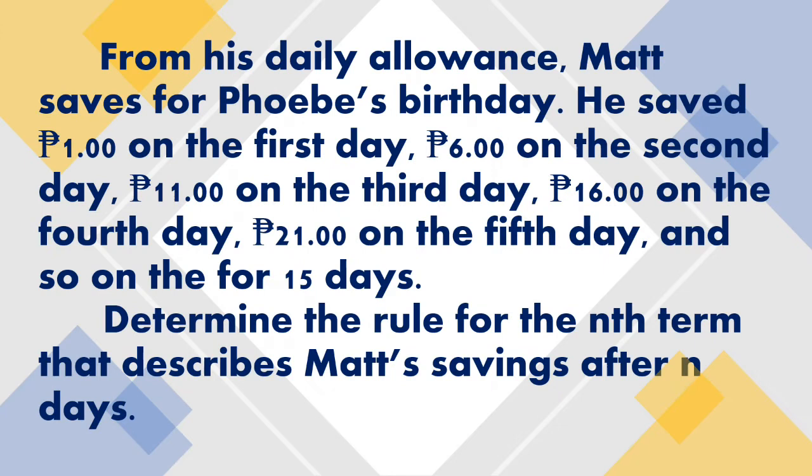Next example. From his daily allowance, Math saves for PB's birthday. He saved 1 peso on the first day, 6 pesos on the second day, 11 pesos on the third day, 16 on the fourth day, 21 pesos on the fifth day, and so on for 15 days. Determine the rule for the nth term that describes Math's savings after n days.